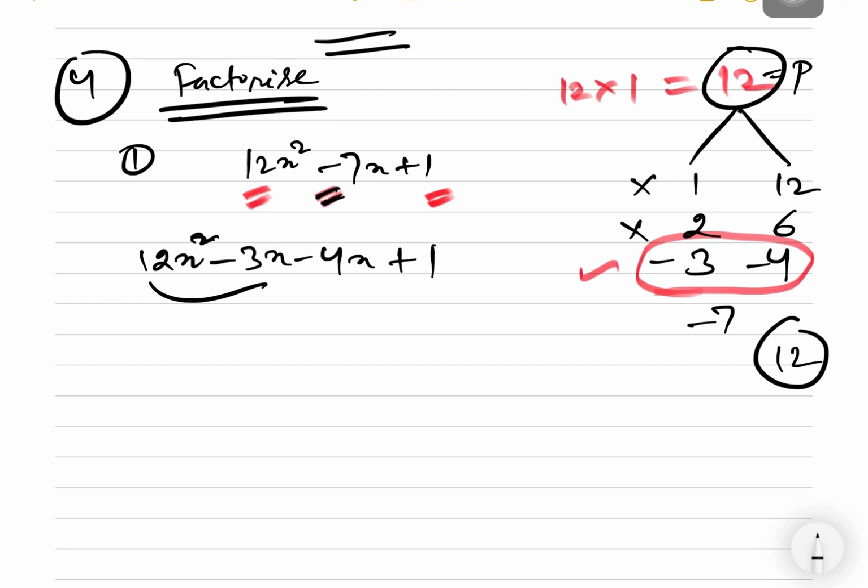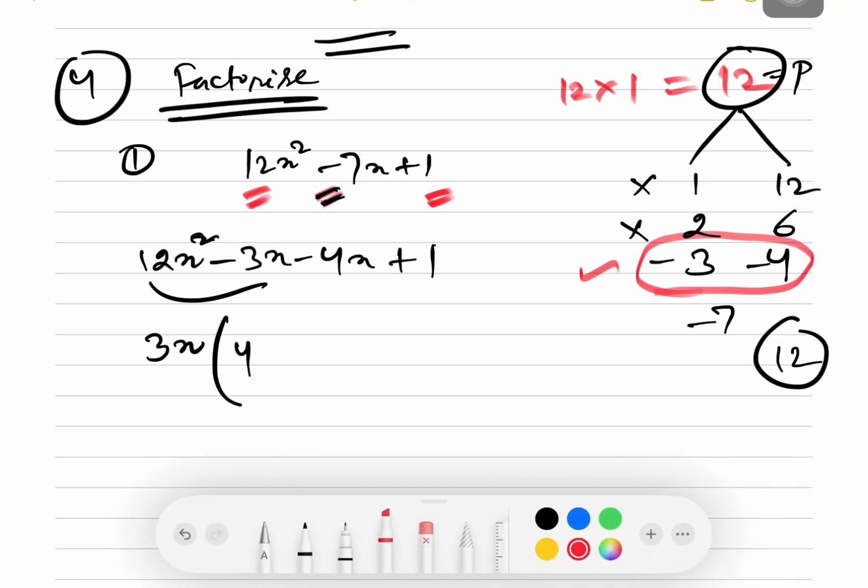Now what is common here in the first two terms? The highest common factor is 3x. Both terms are divisible by 3x. So 12x square divided by 3x you will get 4x. Now go to the second term, negative 3x. When you divide by the common 3x, you will get just 1.